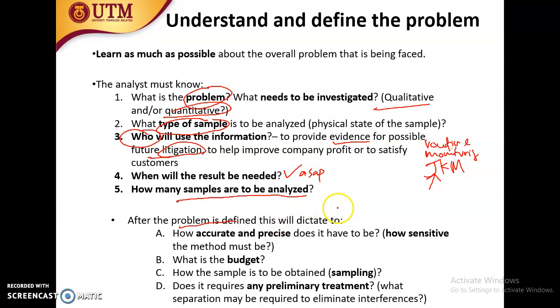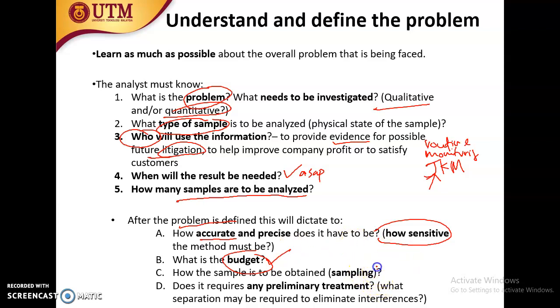After you define the problem, you know the problem already, and you want to decide what kind of instrument to use and how accurate you want your data to be. So you have to think about how accurate by looking at how sensitive the analysis method is. Okay, what is the budget? If it's governmental, maybe this is not a constraint, but in industrial or private sectors, budget is usually the first reason you want to analyze in the cheapest manner.